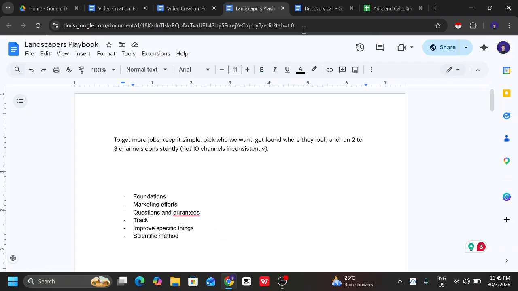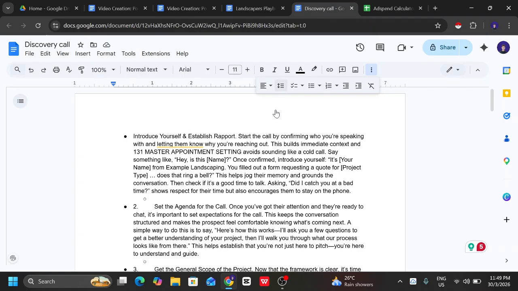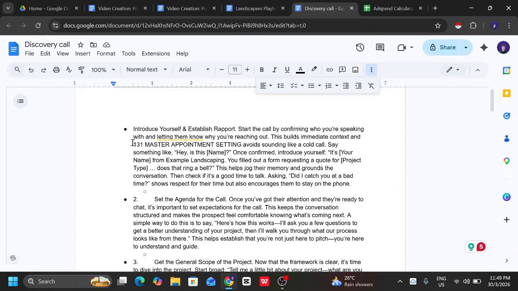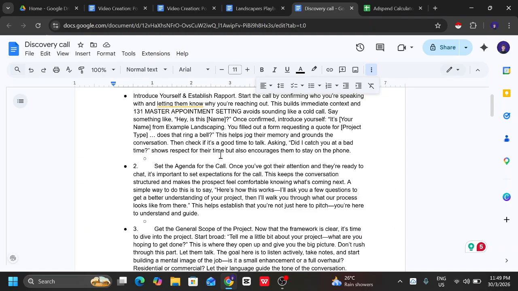Whenever a lead comes in, you call them. So we have the discovery call framework. This is something you're going to say to them when you call them. First of all, you introduce yourself and establish rapport. You can see all of this here. I'm not going to read it for you. You can obviously get it for free if you want.